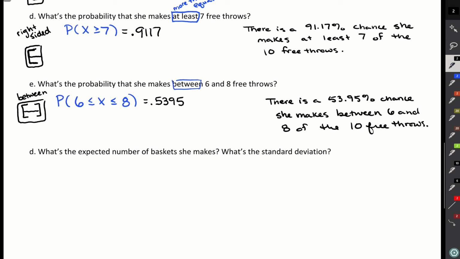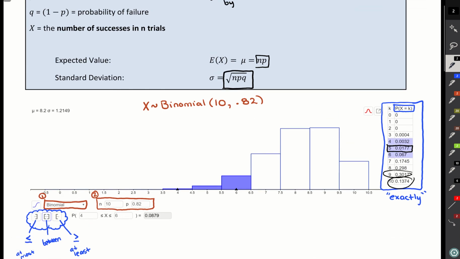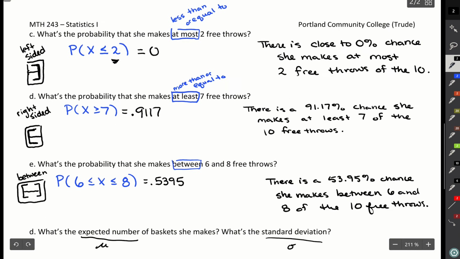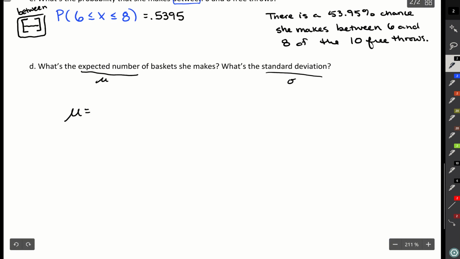All right, then part D, expected number. So that's going to link to our mean, and then we want to know our standard deviation. So what we talked about at the beginning here is how we can calculate it. However, if you just copy, GeoGebra is always going to give you your mean and standard deviation in the upper left-hand corner, so you can just write those two values down from there. So we're going to have a mean of 8.2, and a standard deviation of 1.2149.